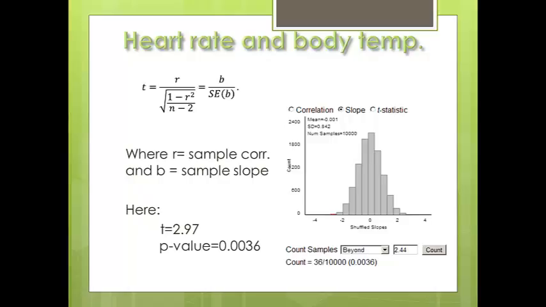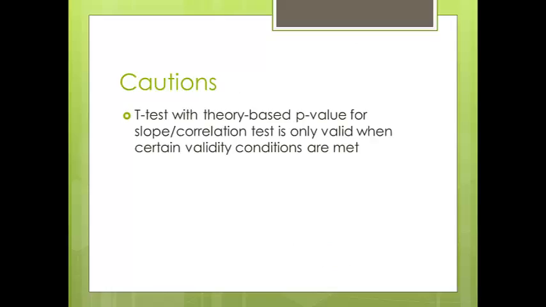The t-statistic on this data is 2.97, giving us a p-value of 0.0036, in this case identical to the one we obtained from simulation. Final word of caution, of course, this t-test, as we would call it, giving us a theory-based p-value for the slope or correlation, is only valid when certain validity conditions are met. We talk about those validity conditions in other learning goal videos.